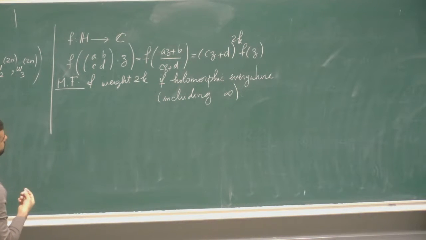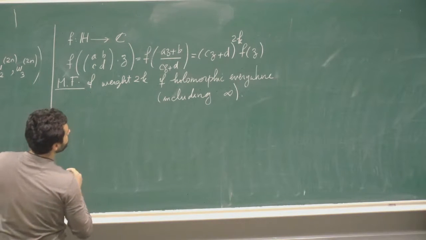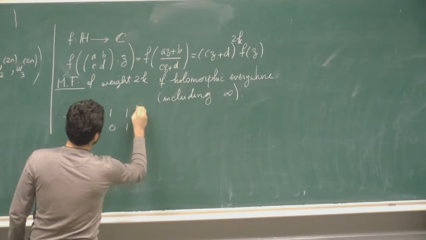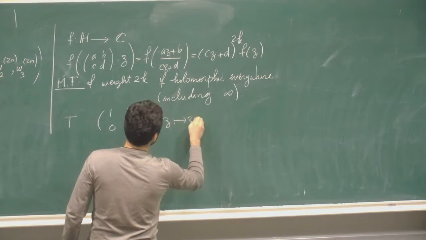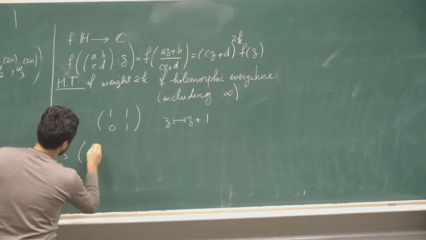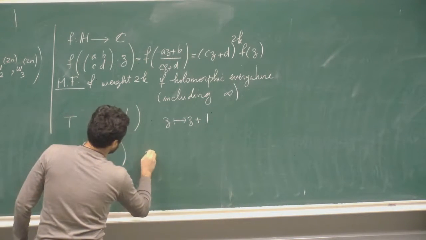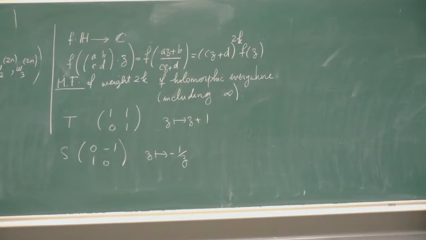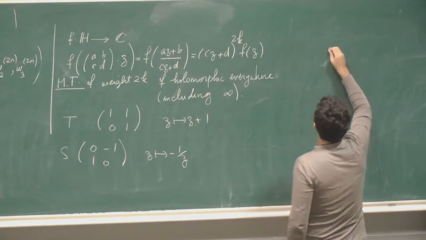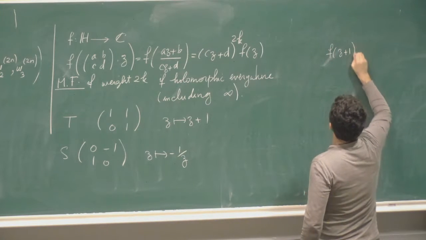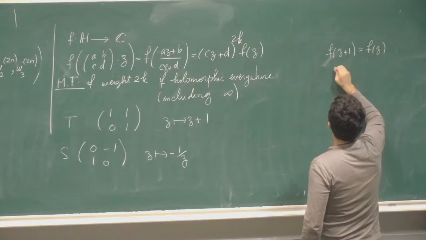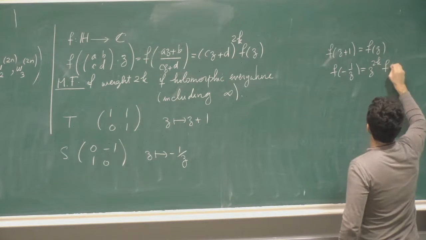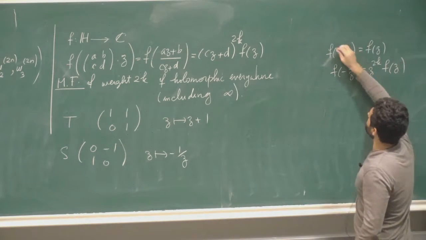Okay, so the modular group PSL2Z or SL2Z has two generators. One is the translation that sends z to z plus 1, and the other one sends z to minus 1 over z. These are the generators. So if something is a modular form, it should satisfy f of z plus 1 equal to f of z, and f of minus 1 over z equal to z to the power 2k times f of z.